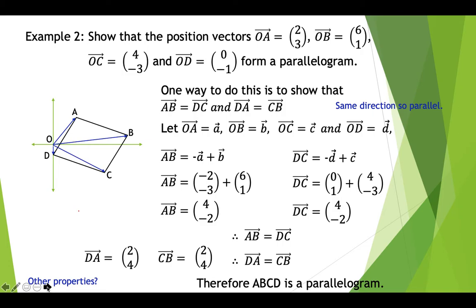If we were to prove this further, we would obviously look at things like the angles in between, and we could find magnitudes to find the lengths. All right, but today we've done what we need to do and show that it's a parallelogram.